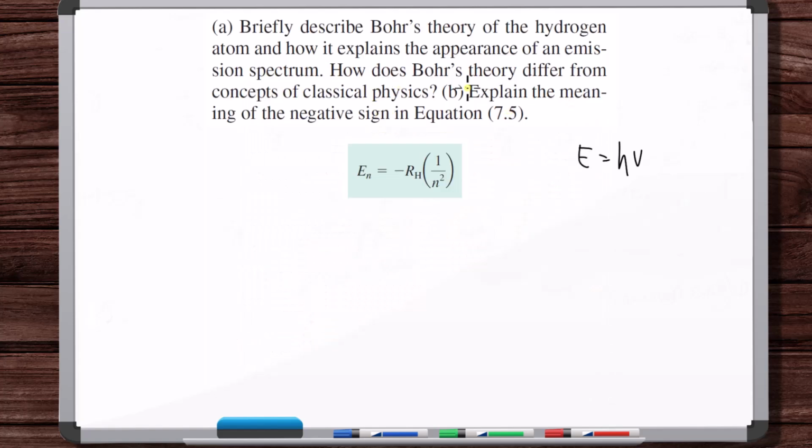Okay, now how does Bohr's theory differ from concepts of classical physics? Well, obviously it's very different. It's this quantized positions. I mean, you can't do that in classical physics. It's not like when you're driving your car around, you can only go at these discrete speeds. No. Okay, now the negative sign is just an arbitrary convention. He just assigned negative energies to electrons and atoms because in his mind, a free electron has more energy than one that's kind of contained around a nucleus. If an electron's around a nucleus, it's in a more stable state.